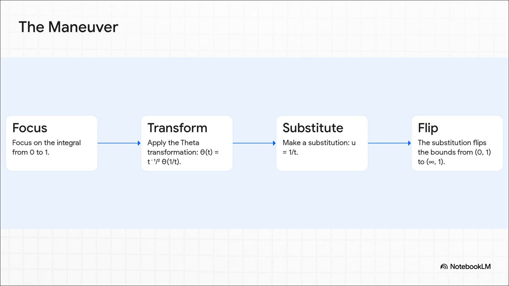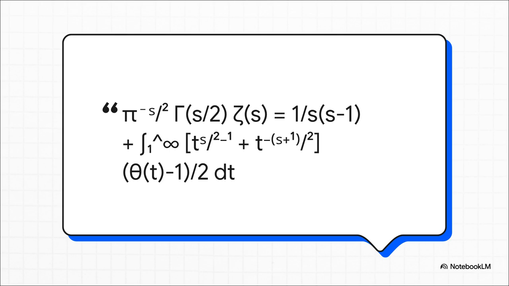We say, let's create a new variable u and set it equal to 1 over t. And this move has a fantastic consequence. It completely flips the domain of our integral. The piece that went from 0 to 1 now runs from infinity back down to 1. It's incredible. After a whole flurry of algebra, we put our two integral pieces back together, and we are left with this thing. We'll call it lambda of t's.